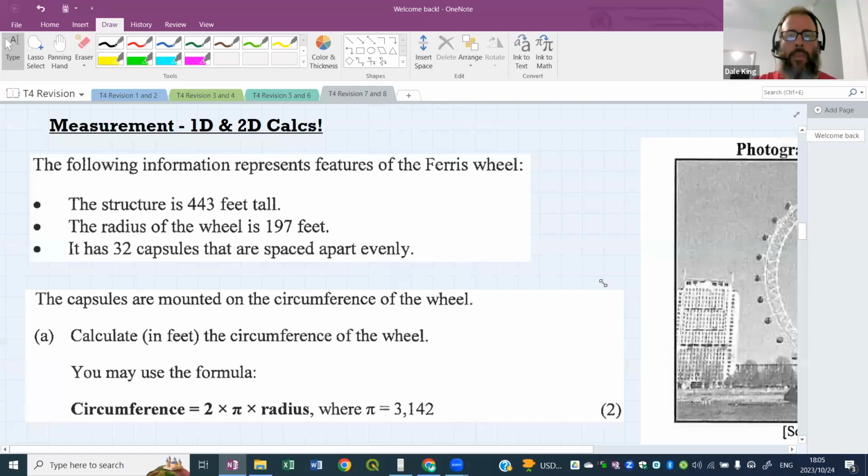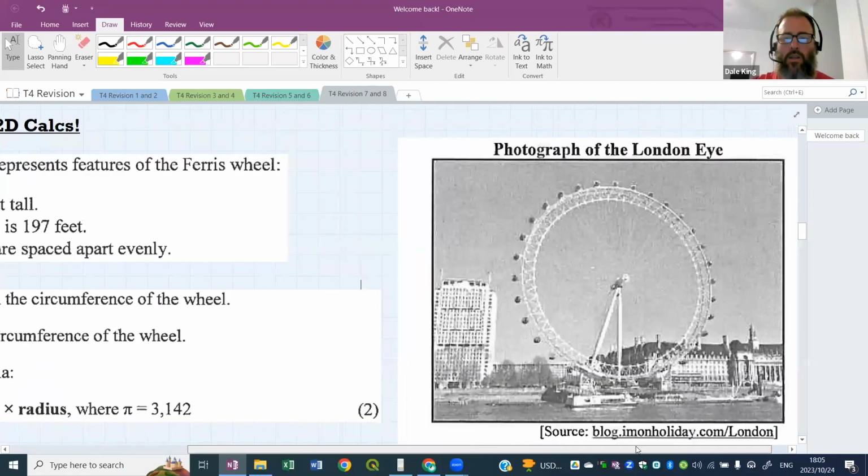Just hang in there. I don't know if you guys know London at all, but in London, there is a big Ferris wheel with capsules in it called the London Eye. A lot of cities and fairgrounds have a Ferris wheel. All right, I'll show you the image here on the right-hand side. So there is the London Eye, a little bit of a gray image there. So this scenario is about the London Eye Ferris wheel.